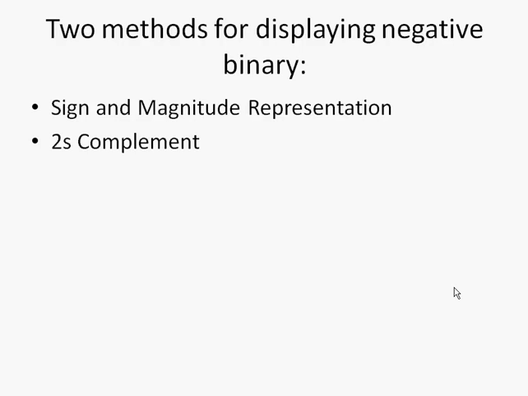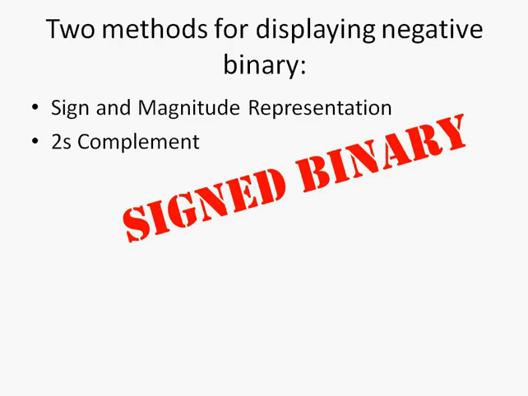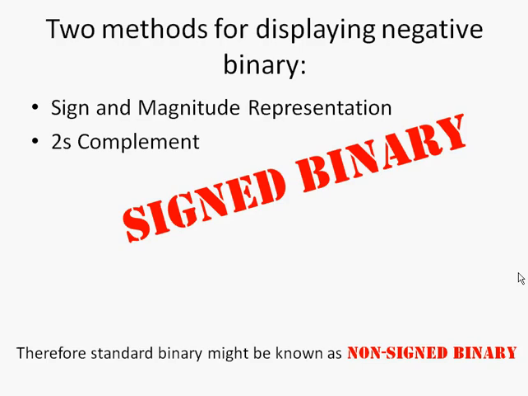and that, along with this second method we're going to look at in this part of the video, 2's complement, we should make a note at this point that these might be known as signed binary because they introduce the notion of having signs in front of numbers, whether they be pluses or minuses, positives or negatives. We have plus or minus signs introduced. Therefore, any standard binary, so just plain old positive binary, might also be known as non-signed binary. So if signed binary and non-signed binary are mentioned, then you should now know what those things are referring to.